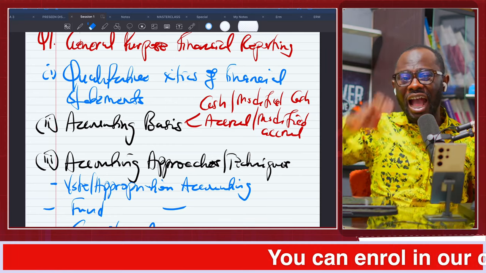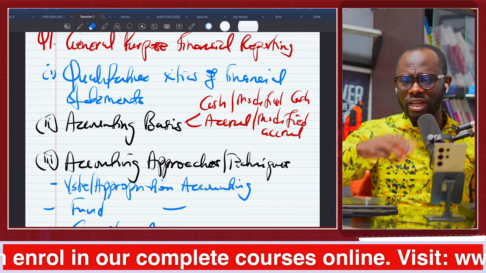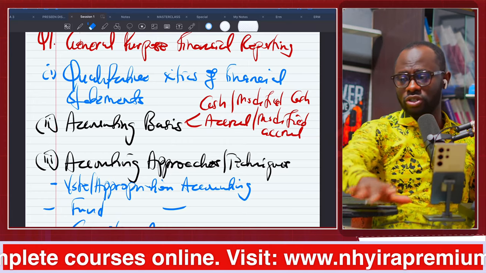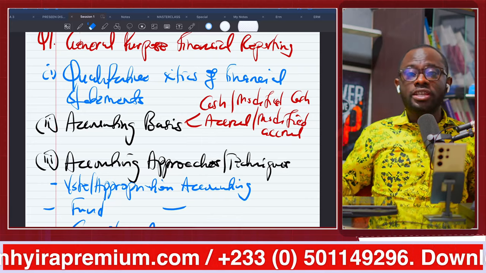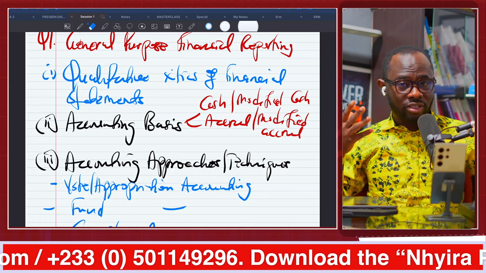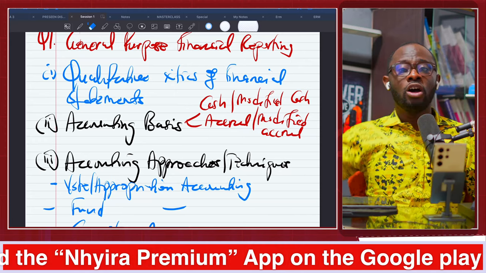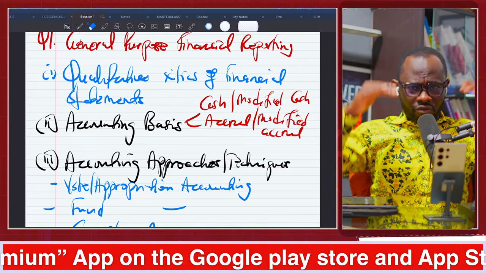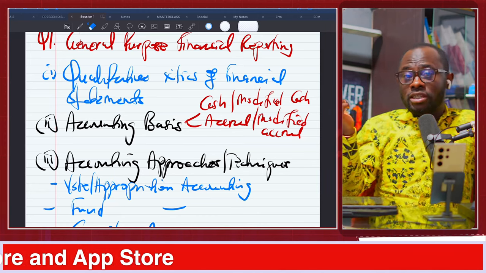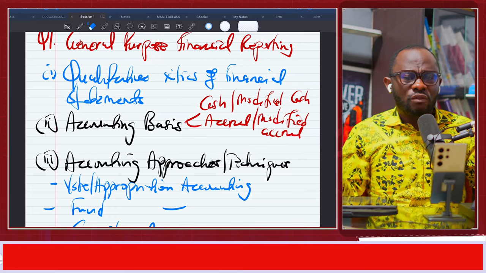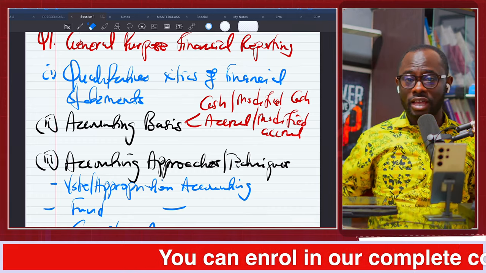These are accounting basis. The question we then ask ourselves is, how would the examiner set a question under the accounting basis? He has two options or two strategies to go by. Number one, he can ask you to just write on these things, compare and contrast. So what are the advantages and disadvantages of modified accrual basis or cash basis? He can ask you to just write them like that, defining them, the advantages and disadvantages, why one is better than the other, what are the advantages of adopting accrual basis over the cash basis of accounting. So the examiner can throw questions like that at you.